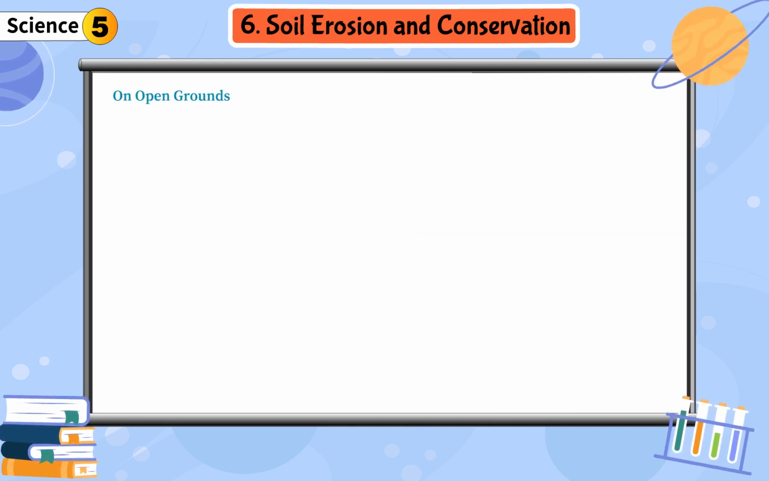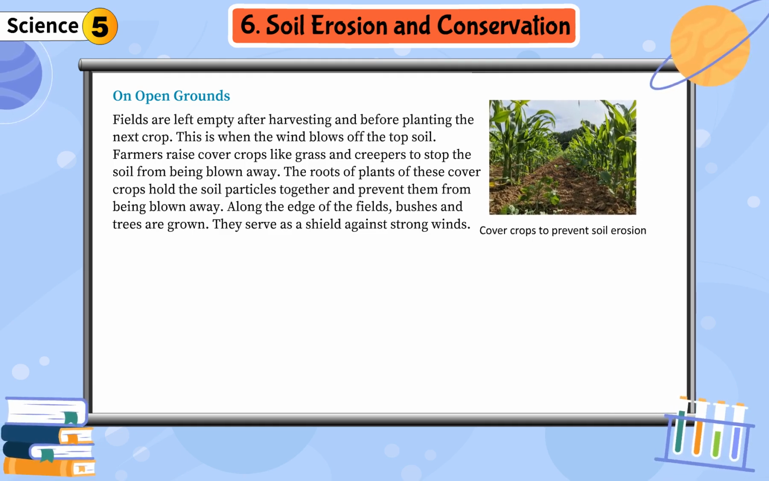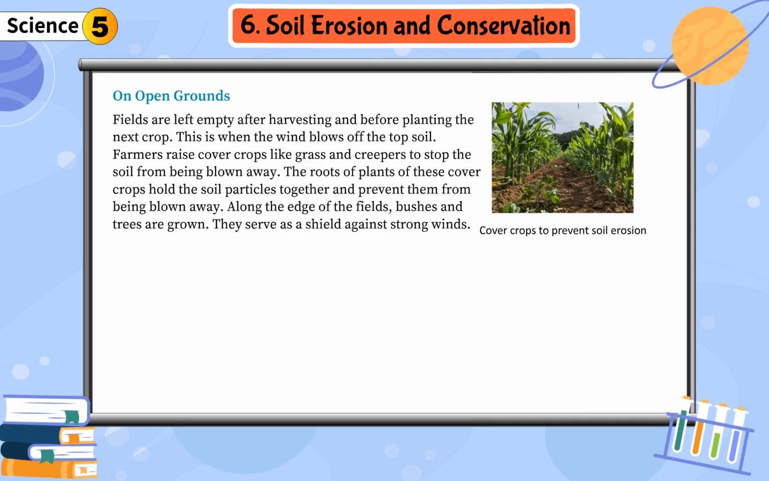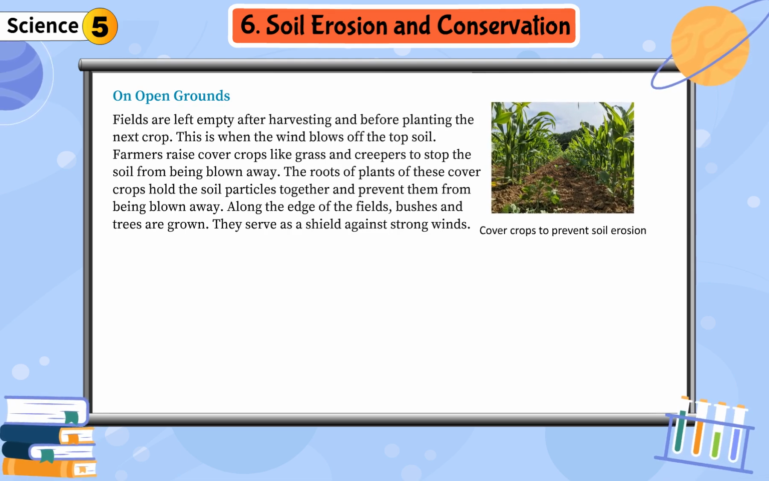On open grounds, fields are left empty after harvesting and before planting the next crop. This is when the wind blows off the topsoil. Farmers raise cover crops like grass and creepers to stop the soil from being blown away. The roots of plants of these cover crops hold the soil particles together and prevent them from being blown away.